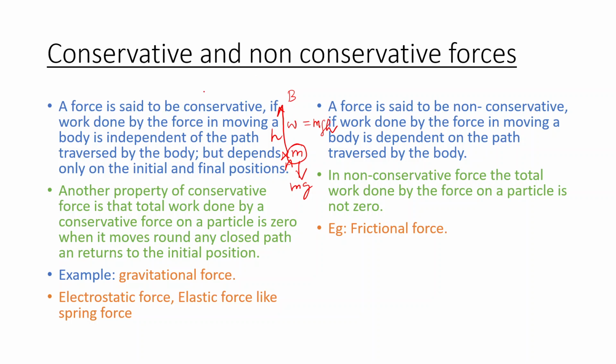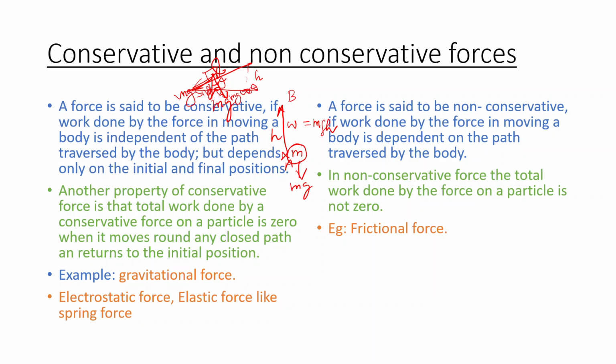Now let us imagine the same body we are taking through a slope of length L, inclined at an angle theta. This is h. We will find out what the force acting on this is, as well as the work done required. Let this be the mass, then the weight of the body will be acting vertically downward, which is mg. It will have two components, one horizontal and the other vertical. This angle is theta. So this is mg sine theta and this force is mg cos theta.